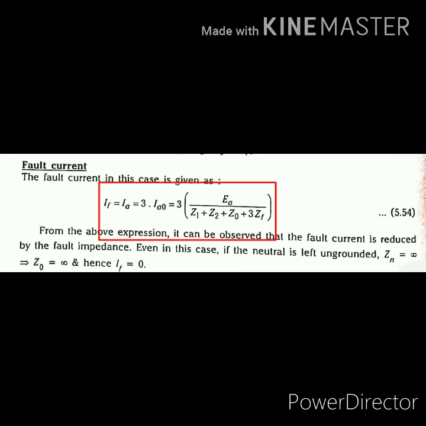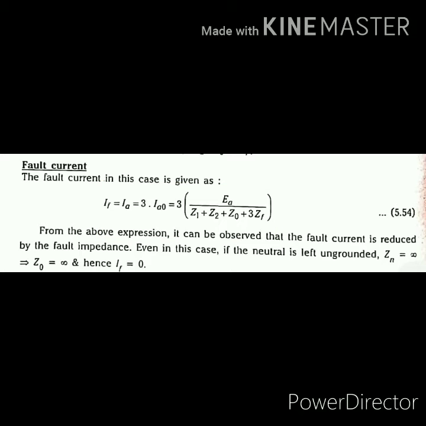So fault current IF is nothing but IA, and IA we know is equal to 3 into IA0 from equation 5.48, and again IA0 we will substitute from 5.50, and overall fault current IF is equal to 3 times EA by (Z1 plus Z2 plus Z0 plus 3 ZF).